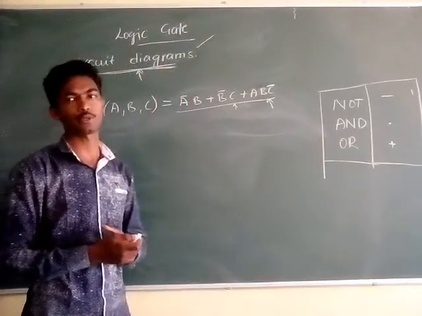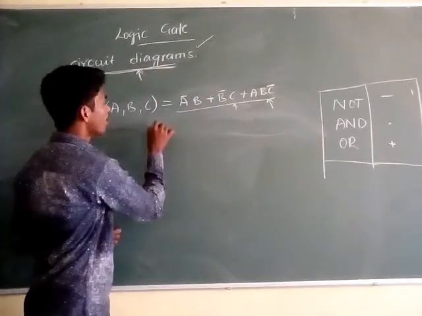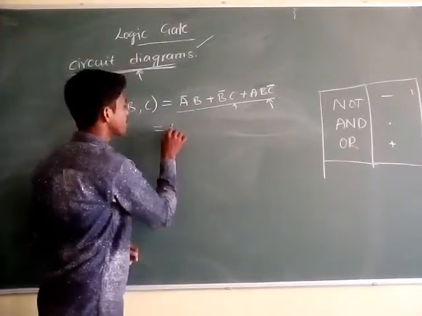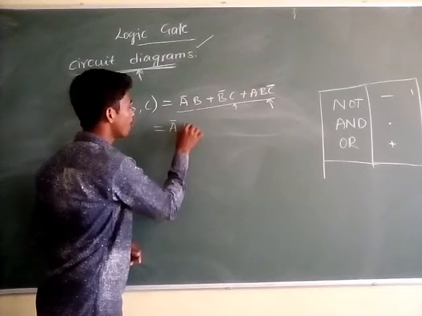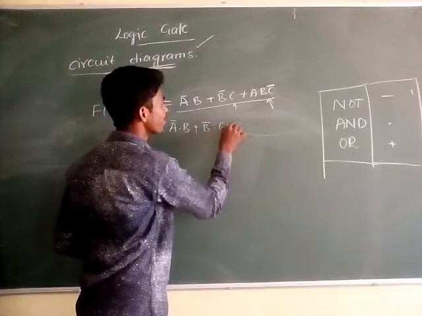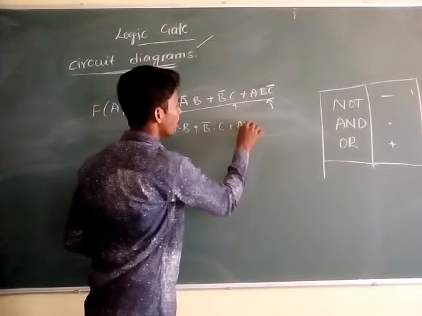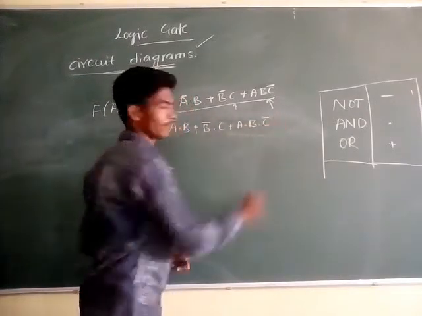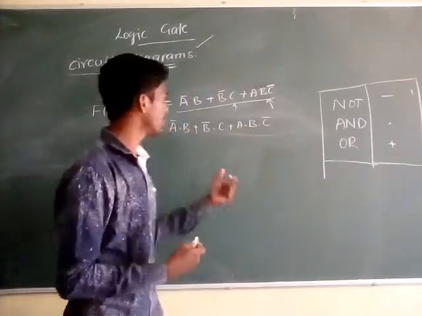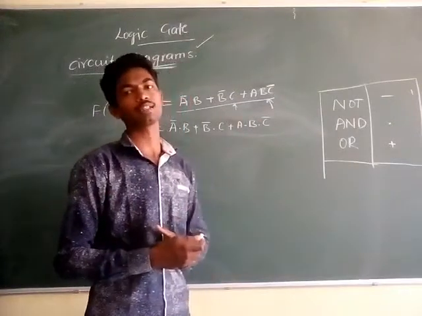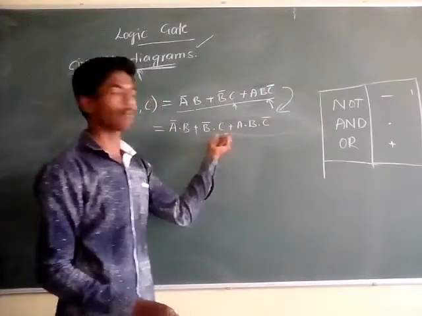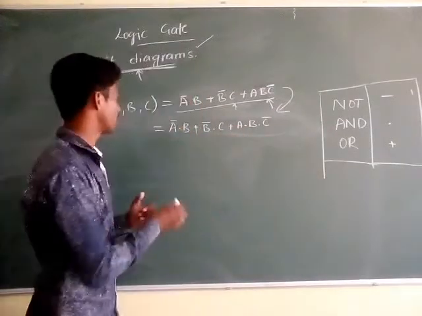Just keep in mind that these three operations are very useful in converting the given expression into a circuit diagram. Here we have A complement dot B plus B complement dot C plus A dot B dot C complement, which is the given expression written using mathematical symbols. That is the first step.